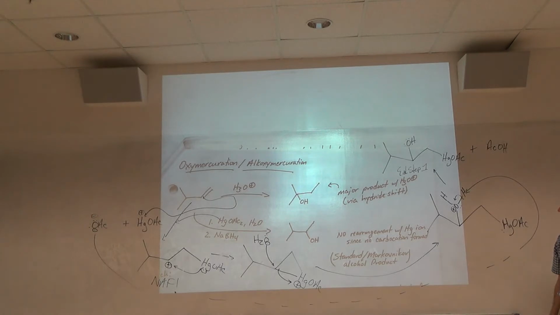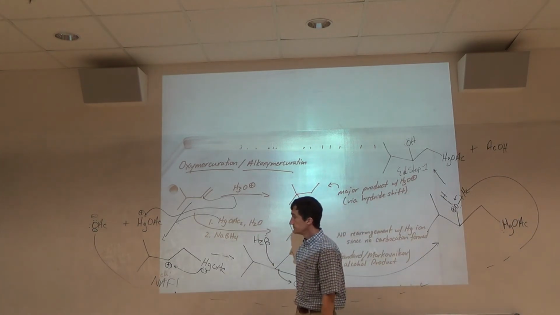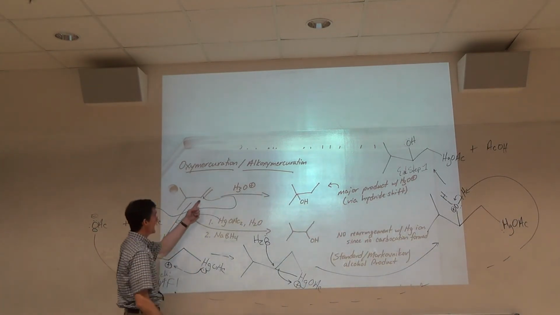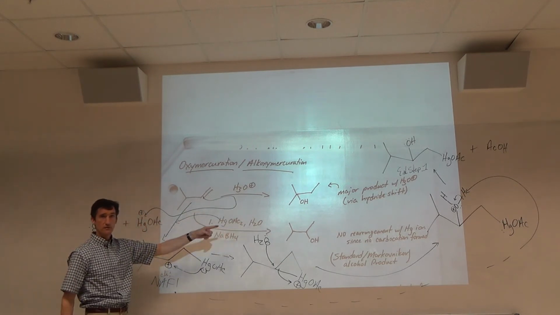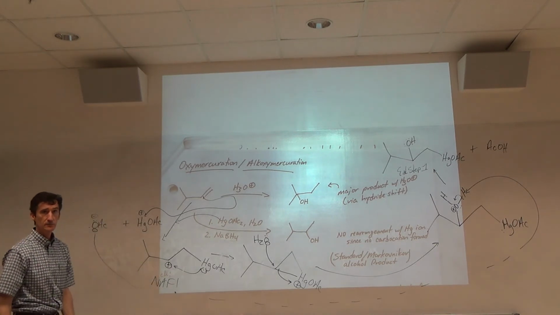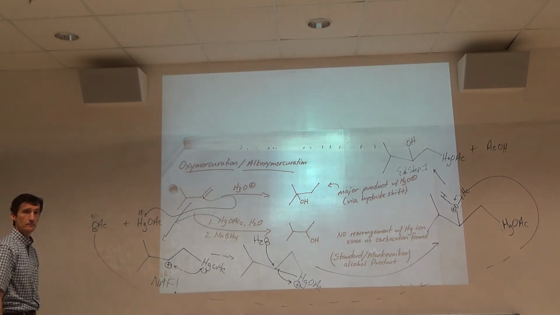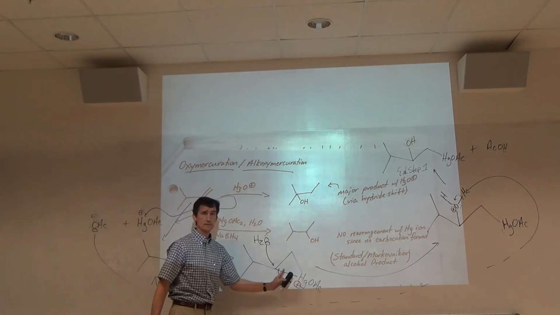So is water added separately? You first have to add mercury acetate and then add water, or they're solvents? Now the water's there the whole time. Okay. The alkenes don't react with water. The skin of an apple is alkenes. Water doesn't affect the skin of an apple. But water will react with intermediate species.